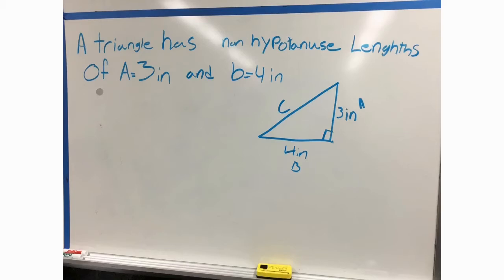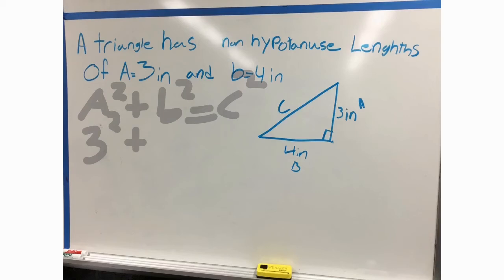The Pythagorean Theorem is A squared plus B squared equals C squared. We are going to substitute the A squared to a 3 squared, and we're going to substitute the B squared to a 4 squared, which equals C squared. And 3 squared is 9 plus 4 squared is 16. That will equal C squared.